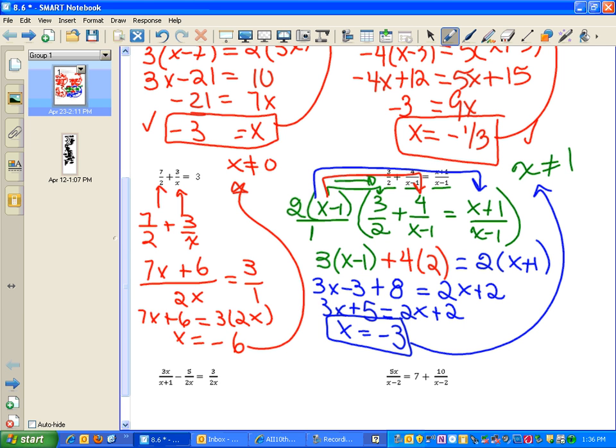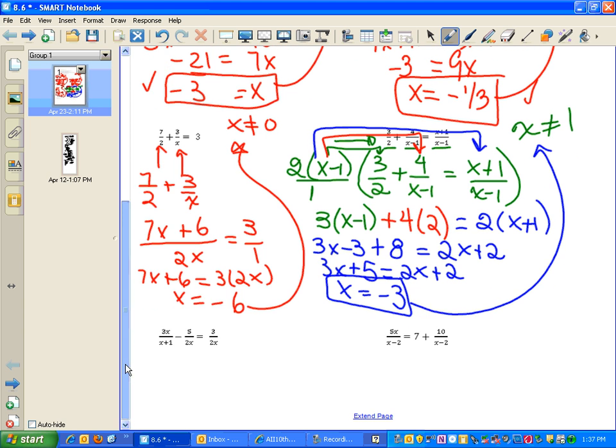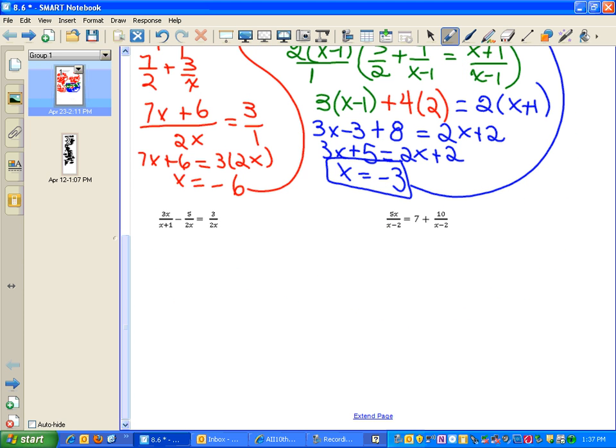So when you don't have a simple fraction equal to a fraction, proportions, the best way to approach the problem is to figure out what is my common denominator, and now let's use that to get rid of all the denominators by multiplying each of the terms by that value. Does that make sense? Okay. Look at the next one.